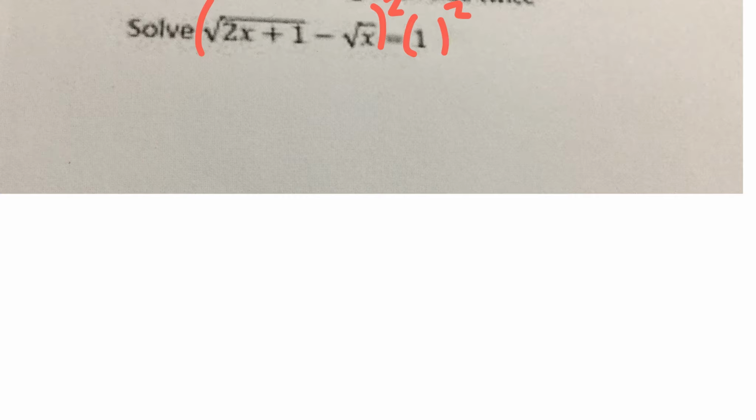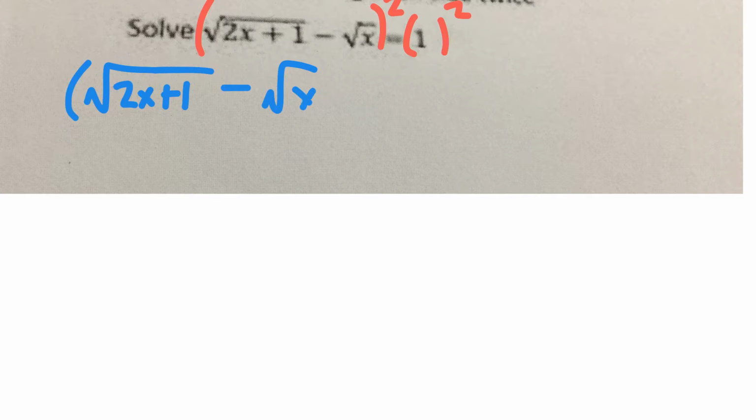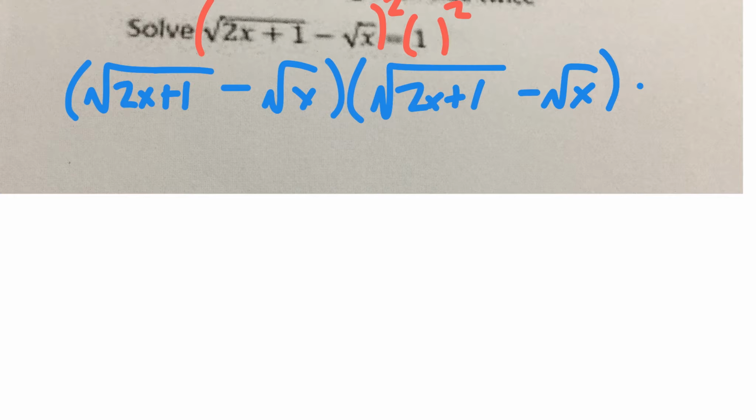One thing you can't do is just square this term and then this term. When you square something, you have to do it to the entire side. So think about squaring all of that on the left. That means I'm multiplying it by itself. So that's going to be the square root of 2x plus 1 minus the square root of x, times the square root of 2x plus 1 minus the square root of x, equal to 1 squared, which is just 1.